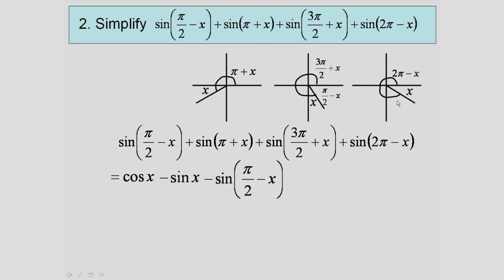Again, though, we are in the cosine quadrant. Sine would be negative, so we just need to remember to write minus sine x. Okay, looking at this here, it's definitely getting better. We just have to deal with this here.